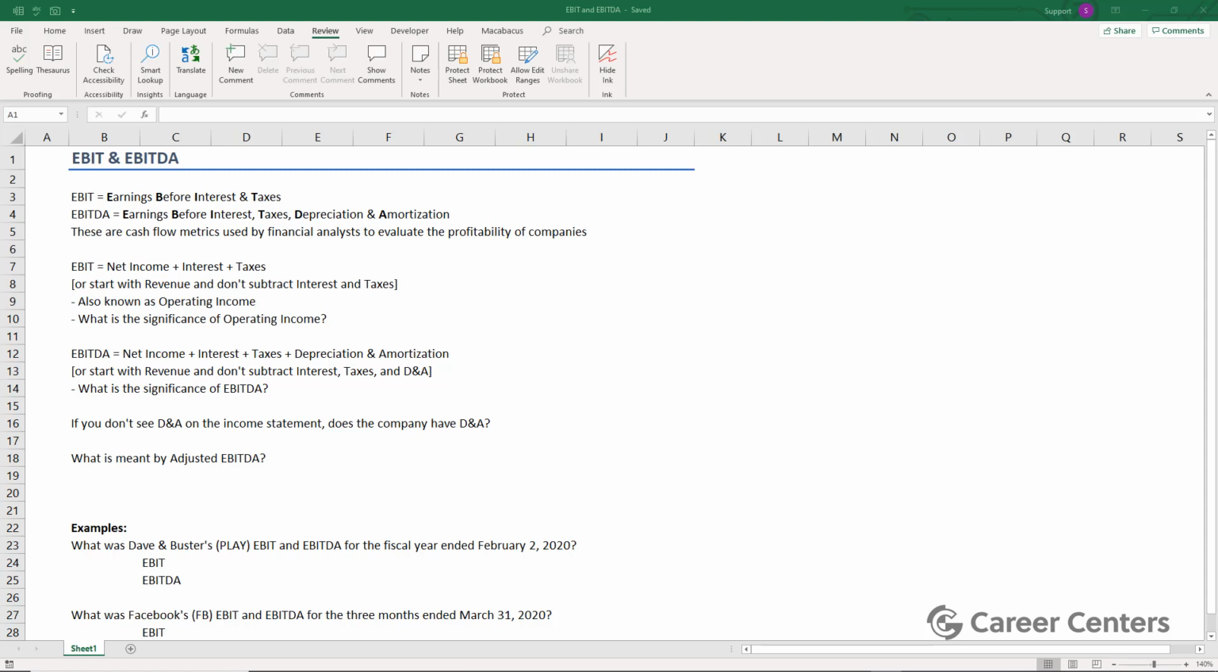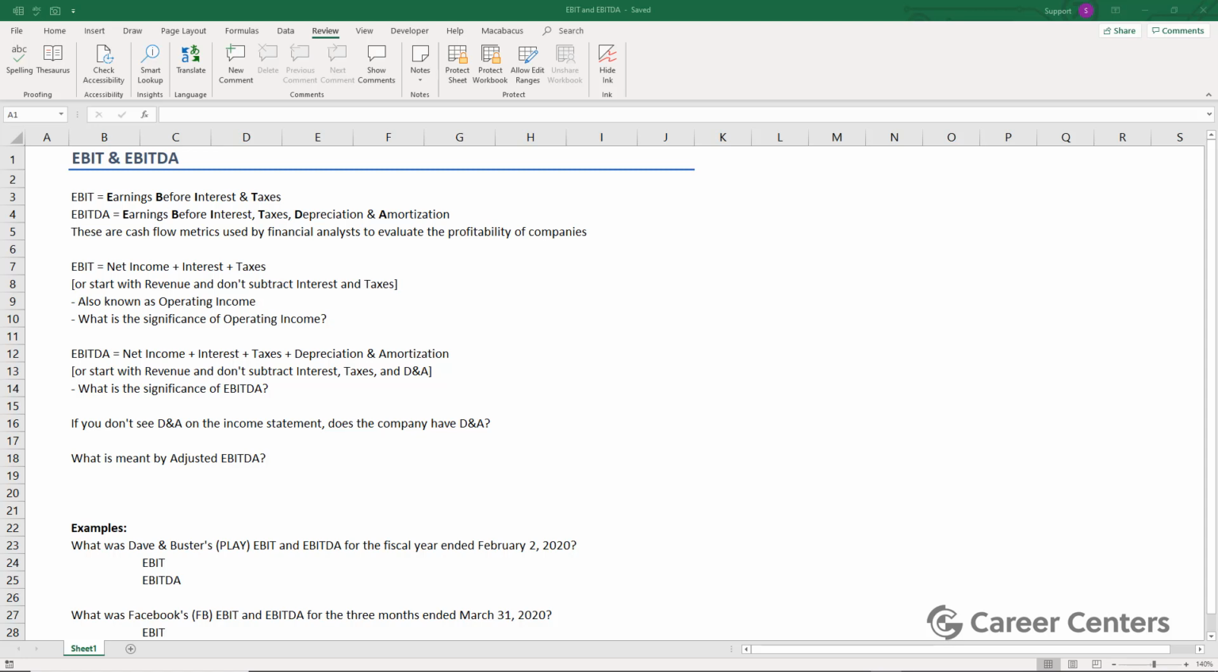What's the significance of operating income? Operating income shows the profitability from a company's operations, not including finance considerations such as interest or taxes, which is not an operating expense. Let's move on to EBITDA. EBITDA is calculated as net income plus interest plus taxes plus depreciation and amortization. Alternatively, you could start with revenue and not subtract interest, taxes, and D&A.